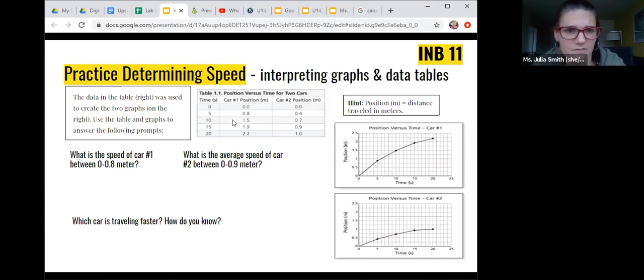What is the speed of car number 1 between 0 and 0.8 meters? So we're looking at car 1 between 0 and 0.8. I know my distance is 0.8. The car has gone from 0 to 0.8, so that's 0.8 of a meter. And how long did it take to travel that distance? Well, it took 5 seconds.